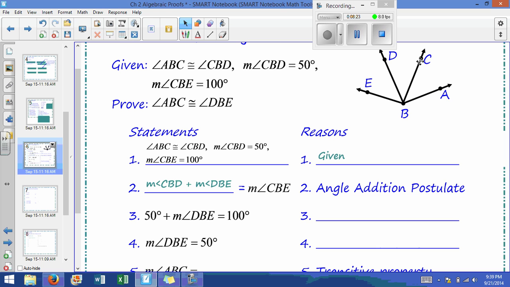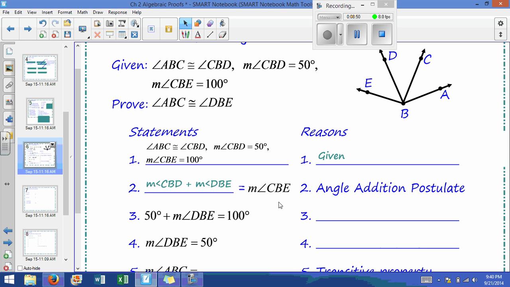If I take angle CBD and add it to angle DBE, well, yeah, of course I'm going to get CBE. If you want to try it with numbers, that might make more sense. Say this is 30 degrees, you add another 30. Of course, you're going to get the larger angle, which of course would be 60. So that's just giving a name to it, which we'll learn about in another lesson coming up soon.